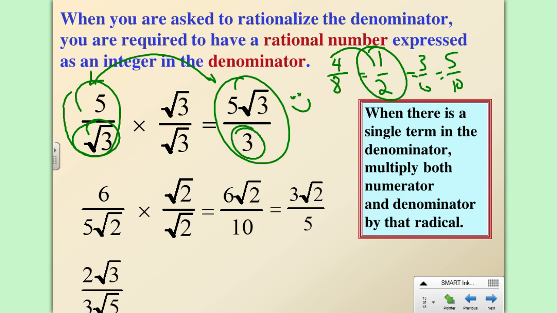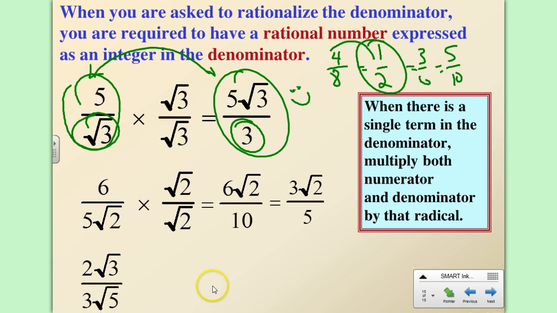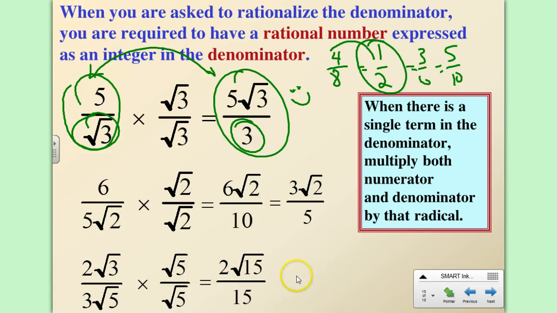And lastly, when we look at 2 root 3 over 3 root 5, we need to blow up that root 5. So we multiply top and bottom by root 5, and we get 2 root 15 over 15. Can I do any simplifying? You might be teased into canceling those 15s, but one is inside and one is outside, so we can't do that.